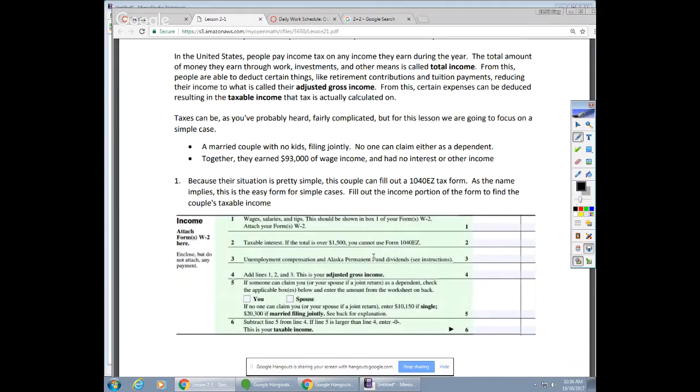We've got a married couple with no kids filing jointly. No one can claim either as a dependent. Together, they earn $93,000 of wage income. And so usually the $93,000 of wage income combined with other stuff is what we call gross income. So if they had any investments or savings account that paid a significant amount of interest, we'd have to add that in. If they received any big gifts or won anything recently, we'd have to add that in. But here it says they have no other interest or other income.